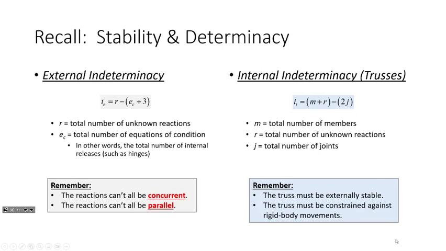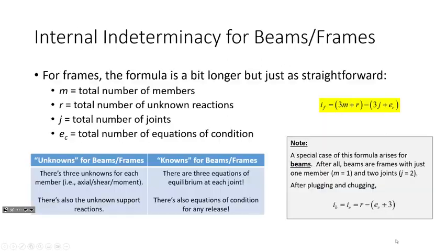Okay. I'm doing that thing I don't like professors do where they write all over the place. So we'll just keep everything over here. Okay. And keep in mind, a truss has to be externally stable, has to be constrained against rigid body movements, and so on and so forth. Okay, now let's talk about what happens for beams and frames.